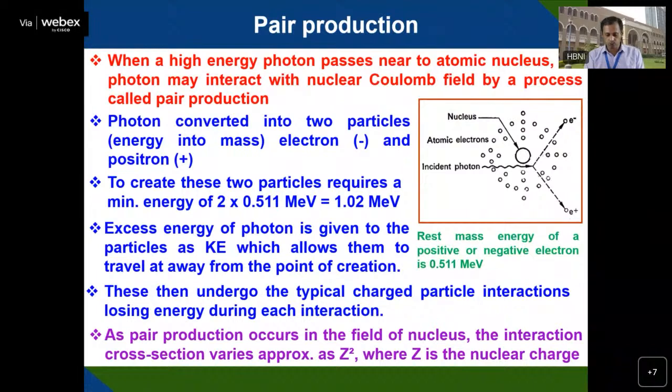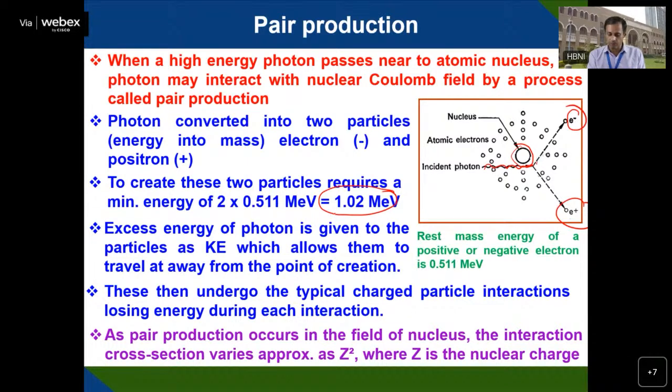In addition to the Compton effect and the photoelectric effect, the third phenomenon that occurs is pair production. Pair production generally occurs whenever a high energy photon passes near an atomic nucleus. You can see the incident photon here and an atomic nucleus situated here. When the high energy photon comes in, it is converted into two particles, an electron and a positron, two separate entities. To create this positron-electron pair requires a minimum energy of 1.022 MeV, and the excess energy of the photon is given to the particles as kinetic energy.